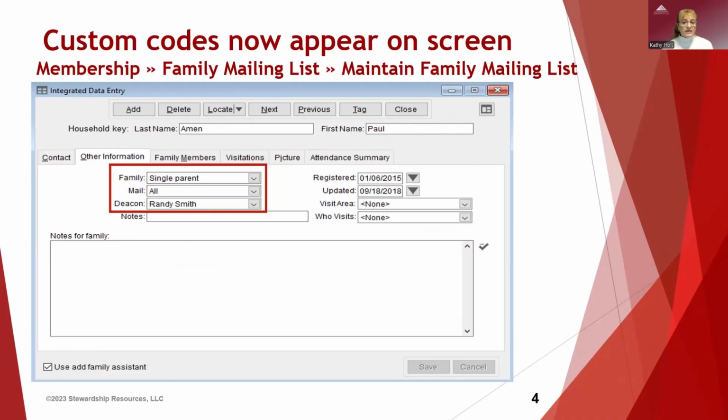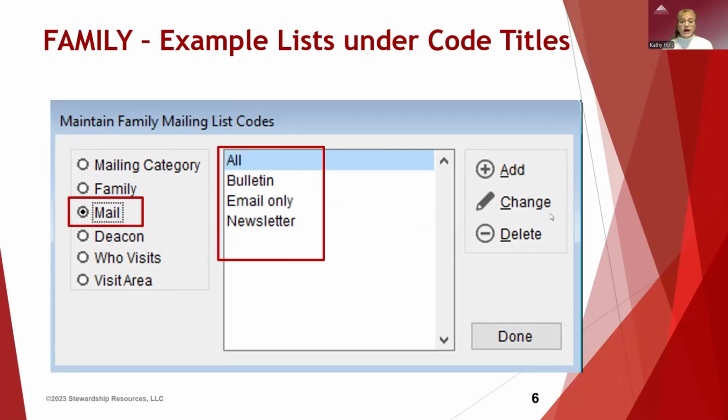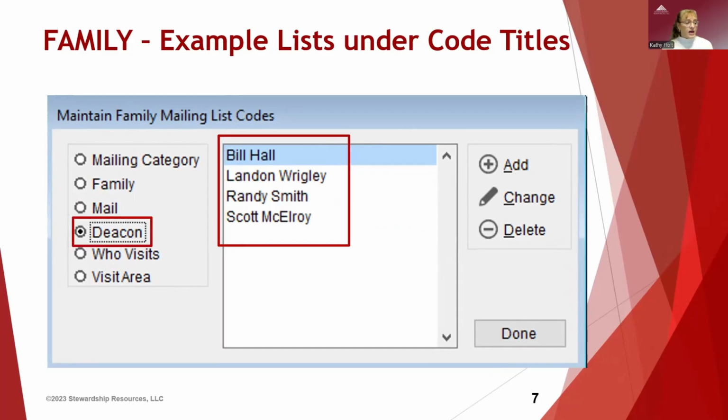Now let me show you the list of choices that were set up under my example headings. So under the heading of family, these were the types of families that I put in my example. Under the heading of male, these are the mailing options that I put in my example. And under the heading of deacon, these are the list of names that I used as deacons in the church.